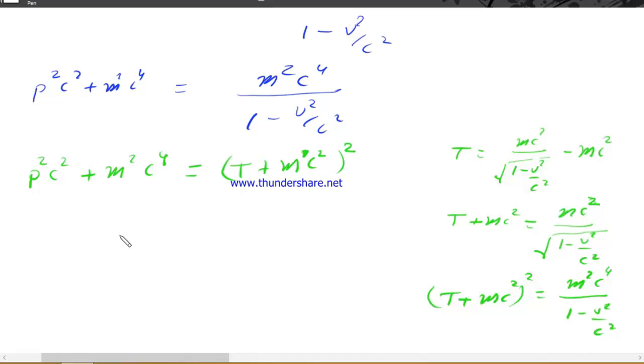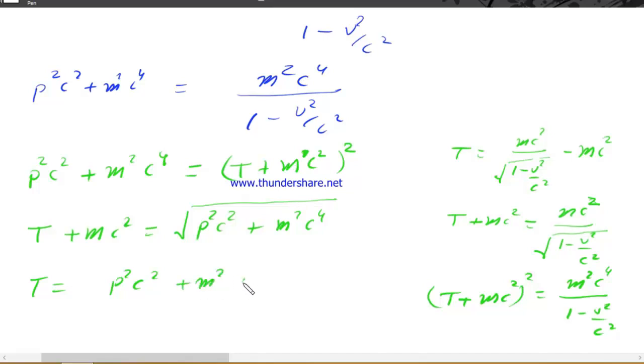Now we can take the square root of both sides, and we write this equation on this side. This is equal to T plus mc square, then the square root of p square c square plus m square c^4. We take the square root of both sides, and we have this term on the left side and this on the right-hand side. Now T is equal to the square root of p square c square plus m square c^4, minus mc square.